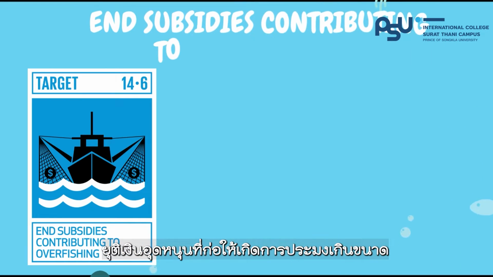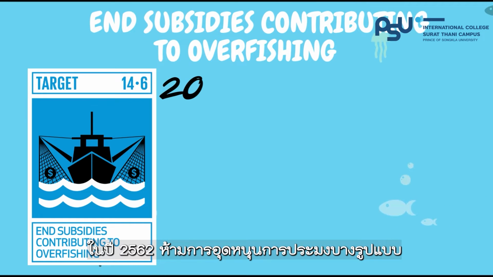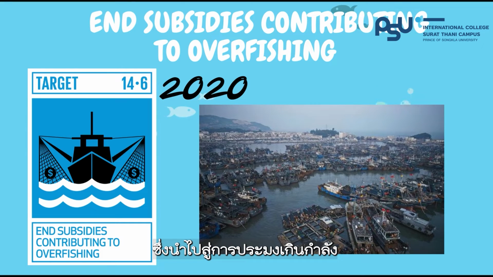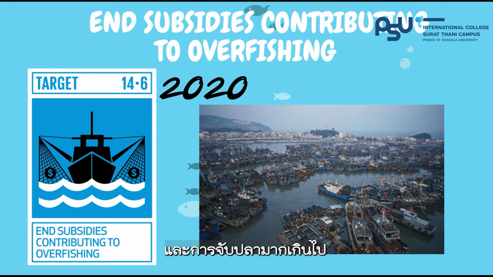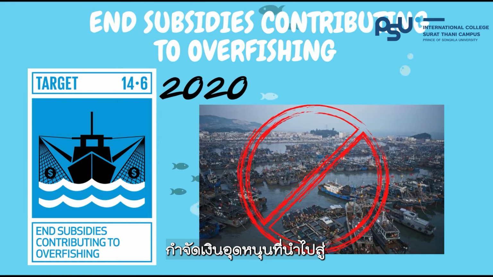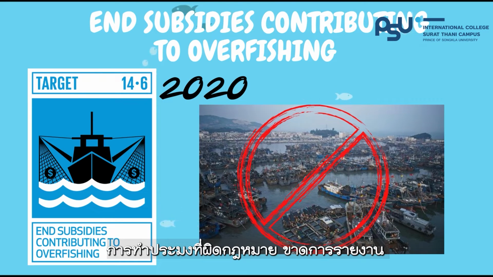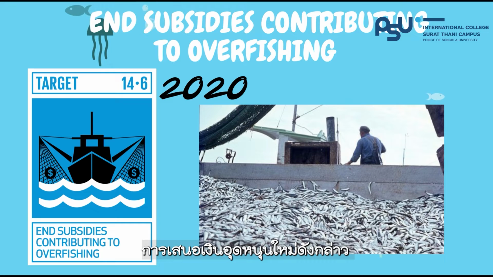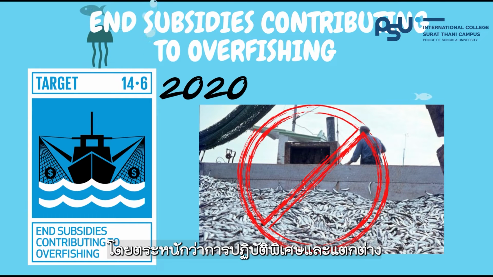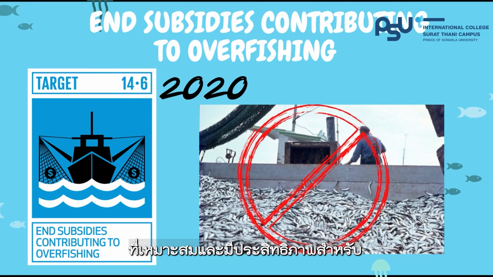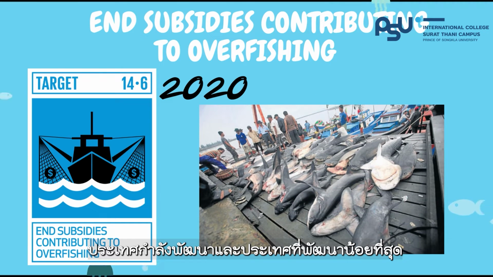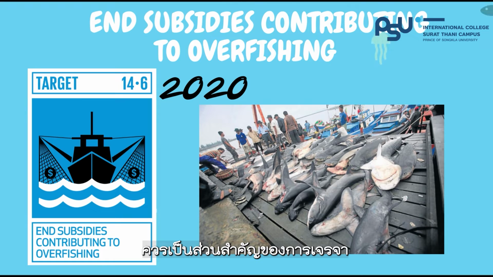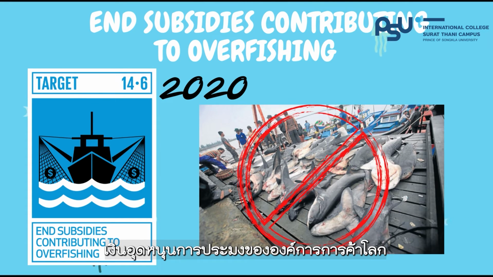End subsidies contributing to overfishing. By 2020, prohibit certain forms of fishery subsidies which contribute to overcapacity and overfishing, eliminate subsidies that contribute to illegal, unreported, and unregulated fishing, and refrain from introducing new such subsidies, recognizing that appropriate and effective special and differential treatment for developing and least developed countries should be an integral part of the World Trade Organization fishery subsidies negotiation.